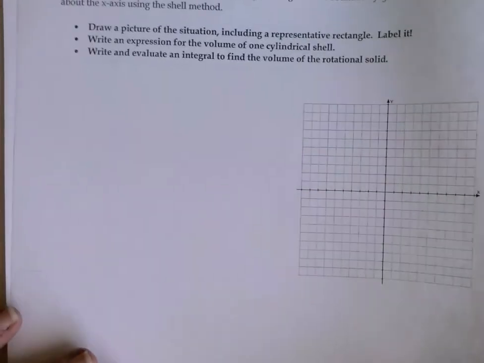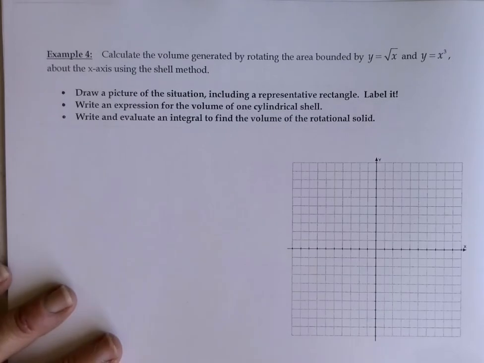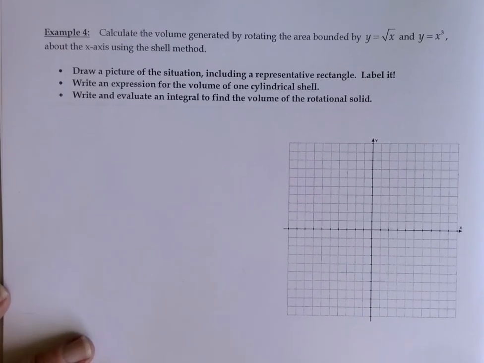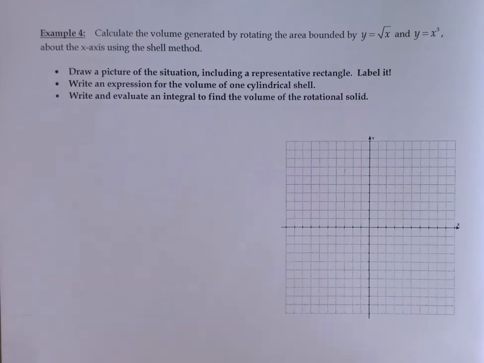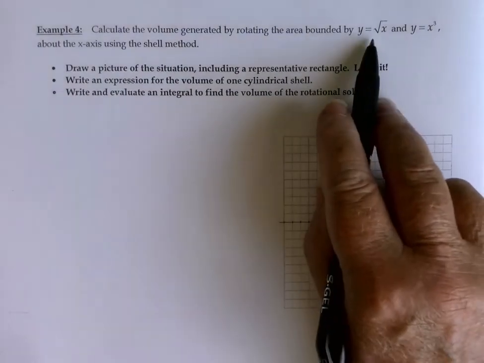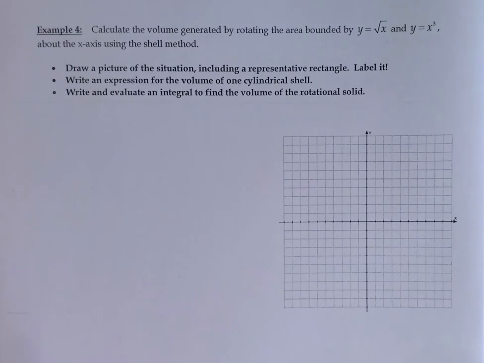All right, we've got 2 more here. Example 4 and, strangely enough, example 6. So apparently I didn't number very well this time, but you're not missing anything. I just misnumbered. So here's 4. This time we want the volume generated by rotating the area bounded by y equals the square root of x and y equals x cubed about the x-axis, again using the shell method.